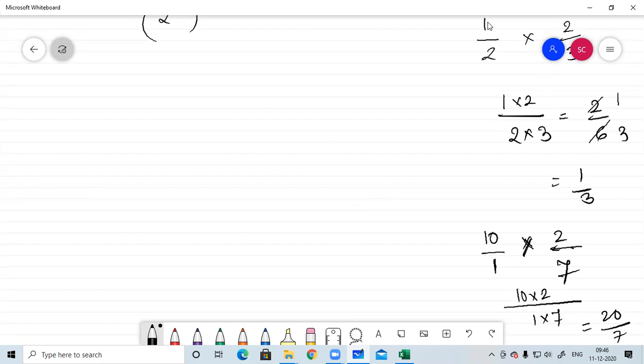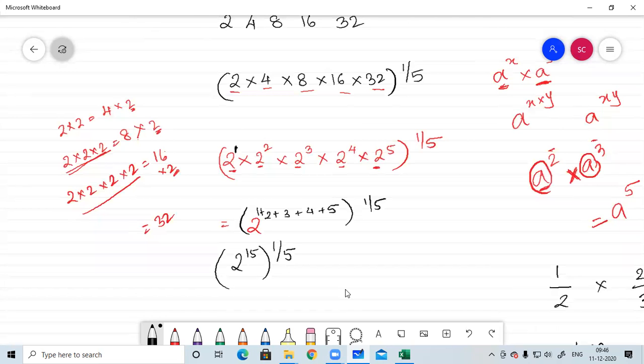Now, why did I teach you all this? Coming back to the question here, you get 2 raised to the power of 15, raised to the power of 1 upon 5. Now, how did I get this 5? The first question is, sir, how did you get 1 upon 5? When you're doing geometric mean, how many numbers are given to us here? 1, 2, 3, 4, and 5. If there was one more number, I would have done 1 upon 6. If there are 10 numbers, I will do 1 upon 10. So however many numbers, raised to the power of 1 upon those many numbers.